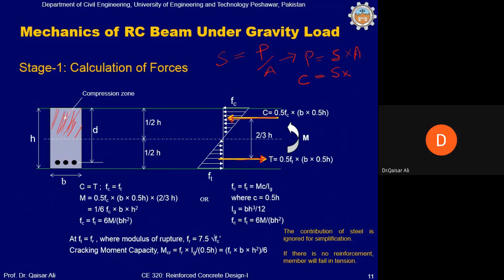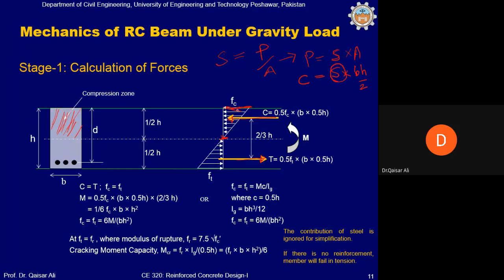And this is B. If B is the breadth of the beam and H is the depth of the beam, this is BH by 2. BH by 2 is the area. And what is the stress? The stress is maximum in the top fibers and 0 at the neutral axis. So the average stress will be taken here.